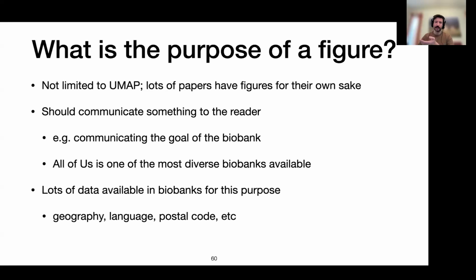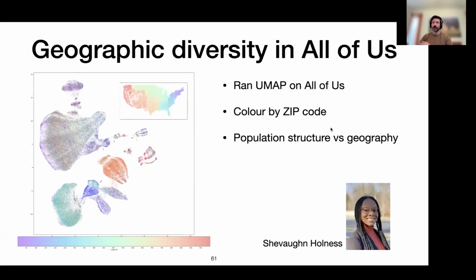It should communicate something useful. So some of the work I've been doing with All of Us is, instead of coloring by, say, census labels, why not color by zip code? So we could look at population structure versus geography. You can see here there are patterns related to zip code. And this is some work I've been doing with Siobhan Holness, a PhD student.